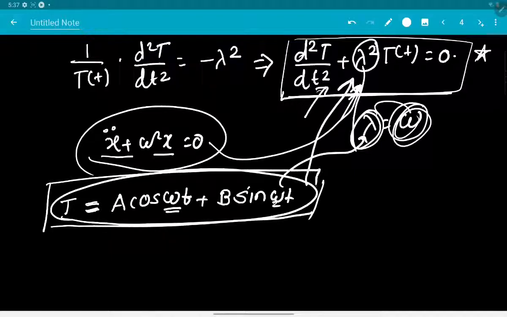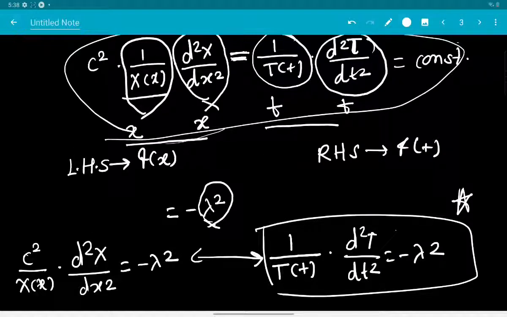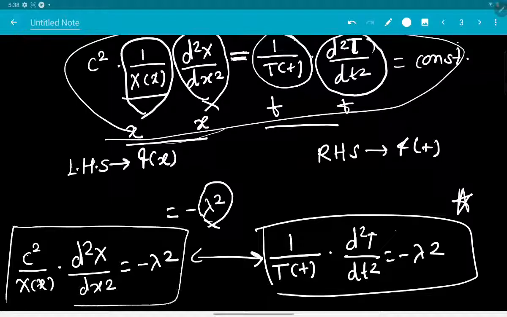Now we know that temporal dependence. So y, which is the multiplication of capital X times capital T, in that we know capital T, it is nothing but this one. But we still don't know what capital X is, so let's see what that capital X is. In order to find capital X, I need to go back to this equation and try to solve it.